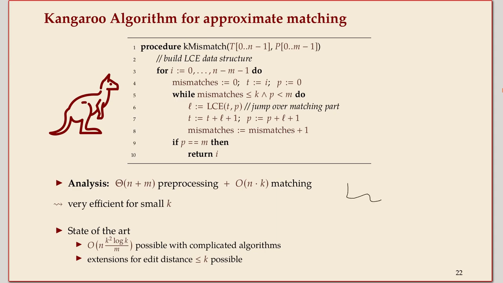Why is this better than doing a naive algorithm? What would be the naive solution? You could also take this loop and then check all the m characters individually. That would work as well, but it would give you n times m character comparisons, because for each position, you have to check all the characters in the pattern against the text portion. Now we can do this in O of n times k.